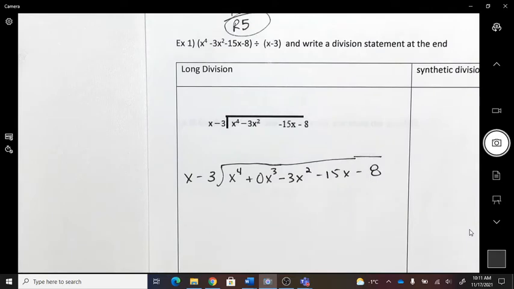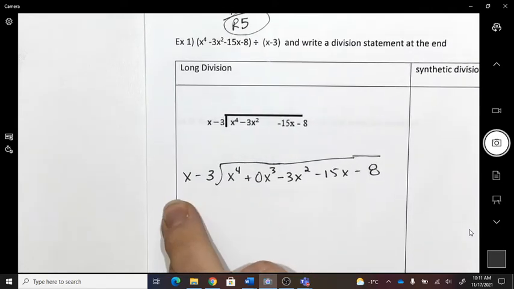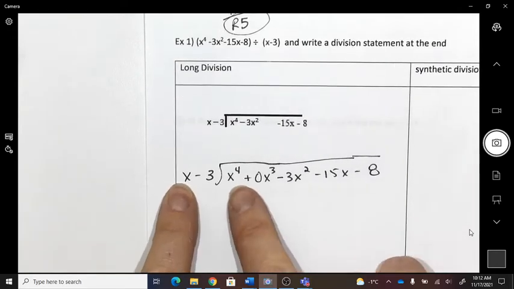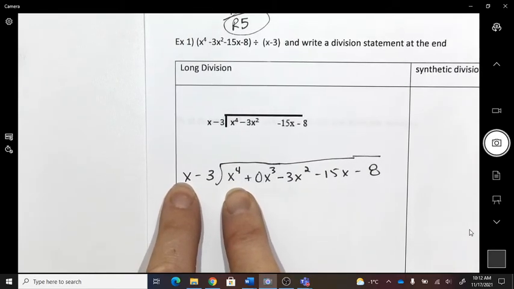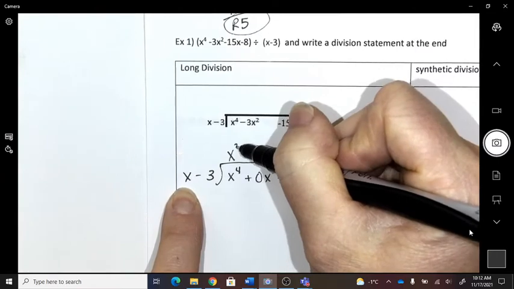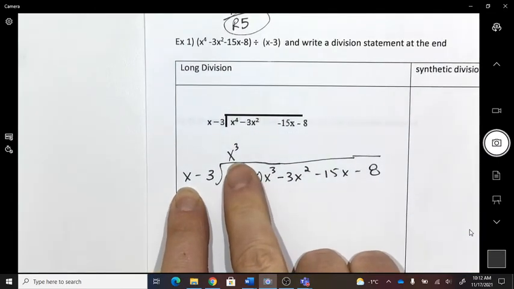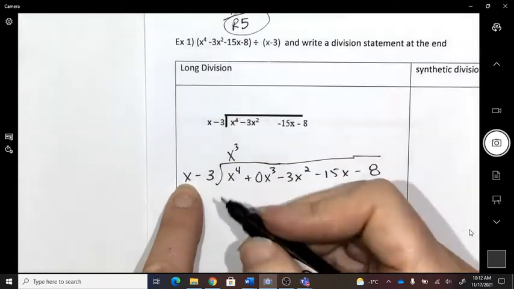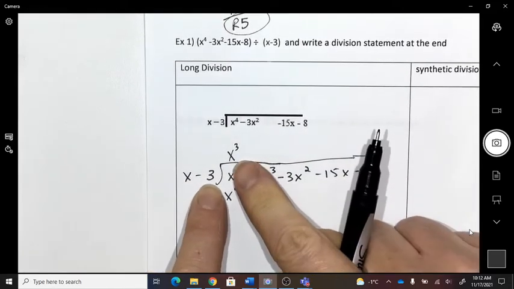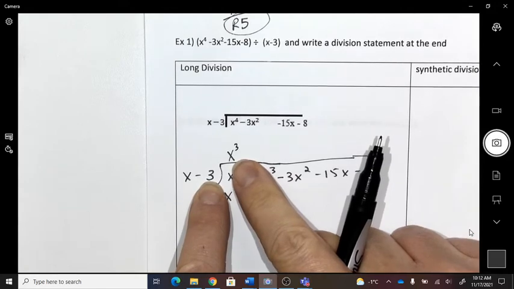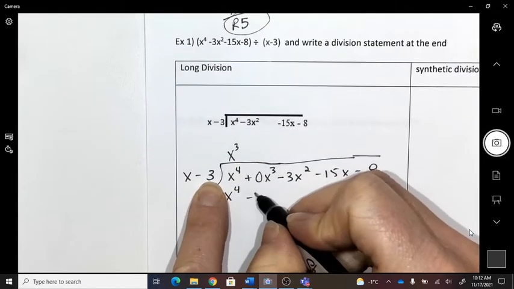Here's a question. If I start with a 4th degree and divide by an x, what should my result degree be? X cubed. Does that make sense? If you are in x to the 4th and you're going to be dividing by an x, your result's going to be a cubic. Okay, how many times does x go into x to the 4th? X cubed. X cubed times x makes x to the 4th. This times this makes negative 3x cubed.